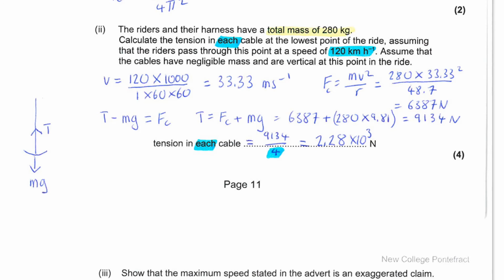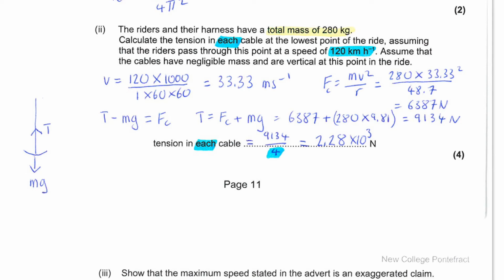I've drawn a diagram here to consider the forces acting on the swing when it's in its lowest position. So I have shown the weight of the riders, and I've shown the tension in the cables. The centripetal force is provided by the resultant of these two forces. I know the centripetal force acts towards the centre of the circle, towards the pivot.